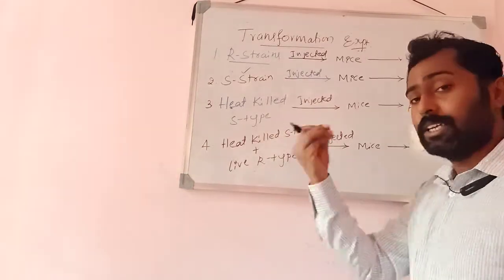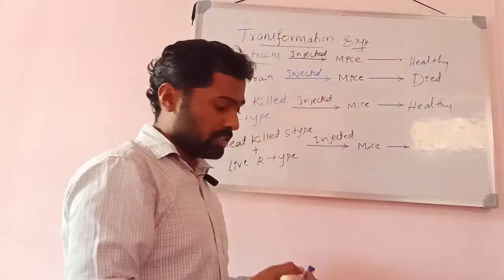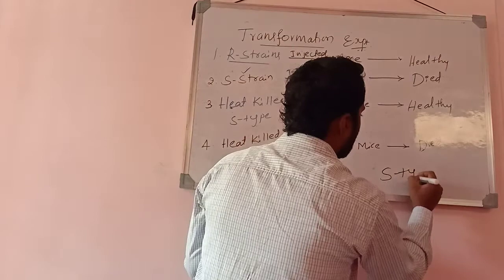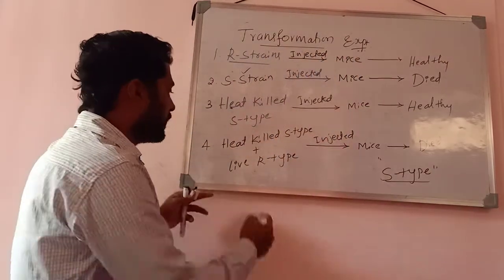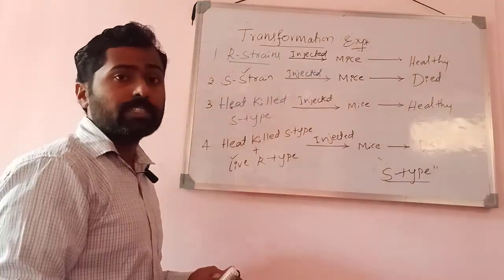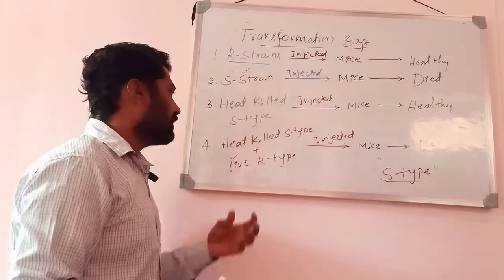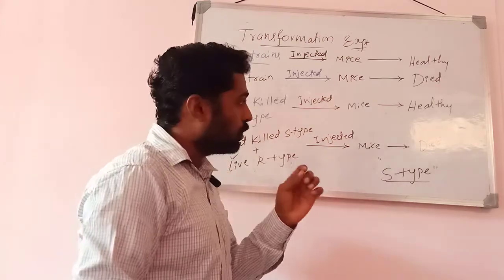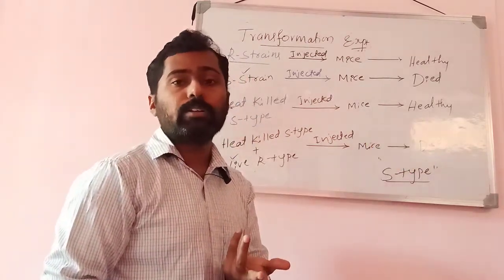When he isolated the bacterial cells from the dead mice, he wondered, because he found S type of bacteria. But he injected live R type bacteria plus heat killed S type bacteria, isn't it? The mixture of heat killed S type bacteria and live R type bacteria he injected into mice. But what happened? After some time, the mice got the disease and died because of pneumonia.